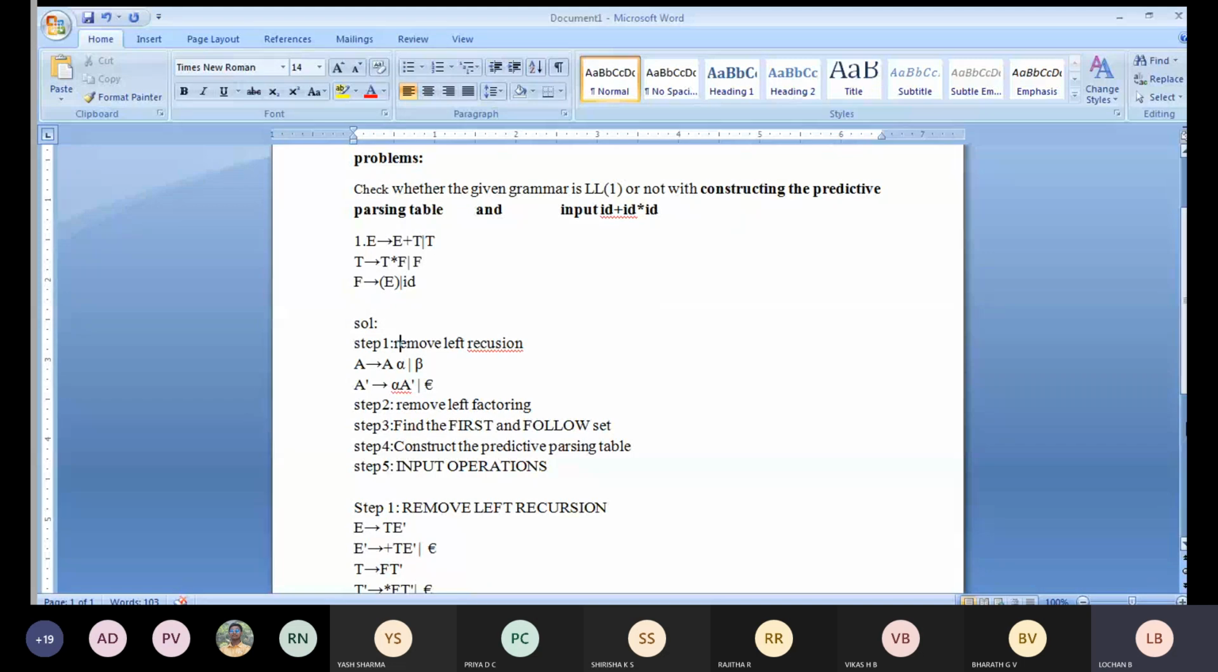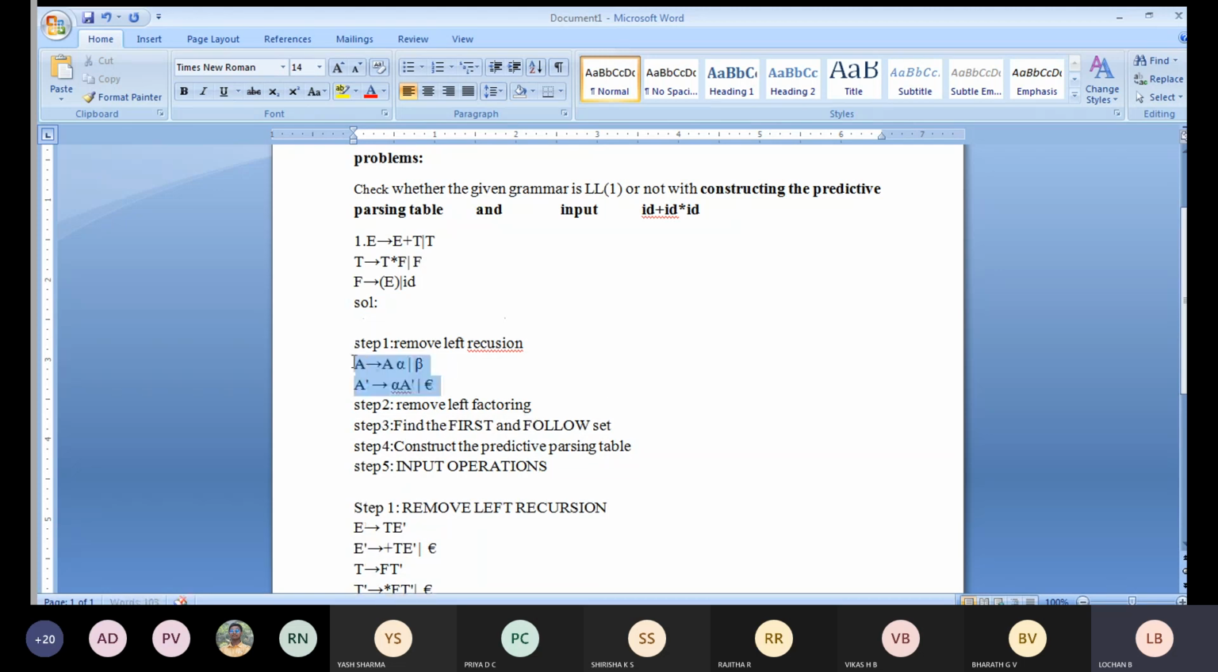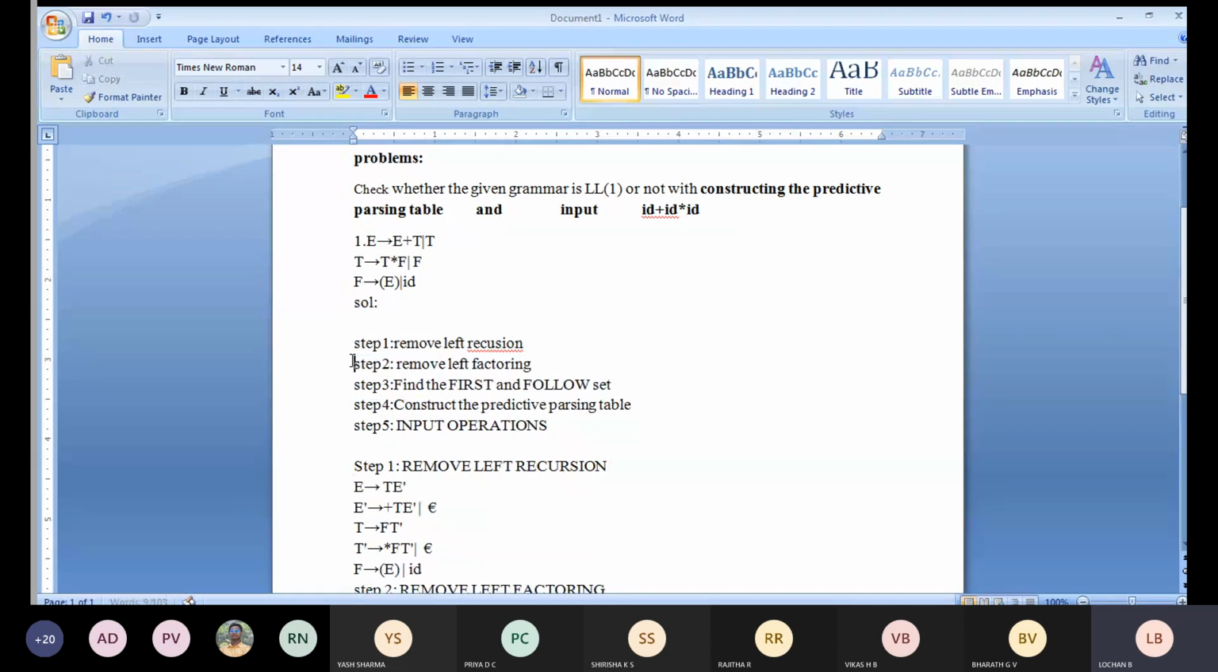So question is, check whether the given grammar is LL1 or not with constructing the predictive parsing table, and the input they have given is ID plus ID star ID. So the grammar they have given is this one, E implies. Whenever we need to solve the predictive parsing table, we have to follow these 5 steps to solve the problems. Okay, so complete till step 2. So after that we'll move to the step 3.